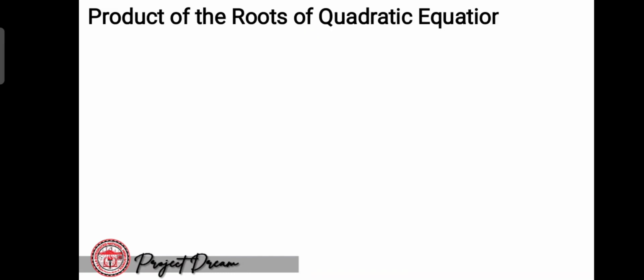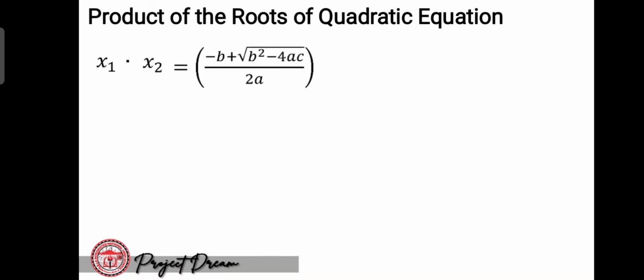Next is the product of the roots of a quadratic equation. So, we have x sub 1 times x sub 2 is equal to, let us just substitute the values of x sub 1 and x sub 2, which are quantity negative b plus square root of b squared minus 4ac over 2a, times quantity negative b minus square root of b squared minus 4ac over 2a.